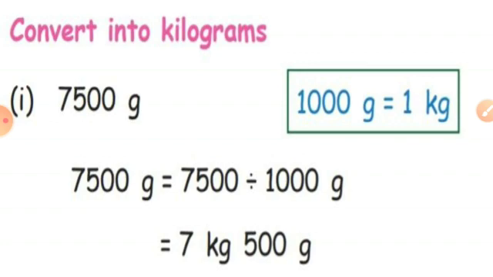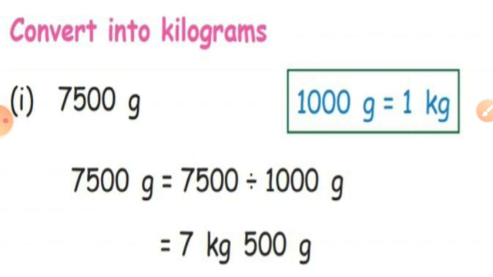Let's see another conversion. Convert into kilograms. What's the sum? 7500 gram. See, we are converting into kilogram, but what they gave you here is gram. So gram is the smaller unit than kilogram. So when we are converting smallest unit to greatest unit, you have to do division. Division with which number? So let's see that.